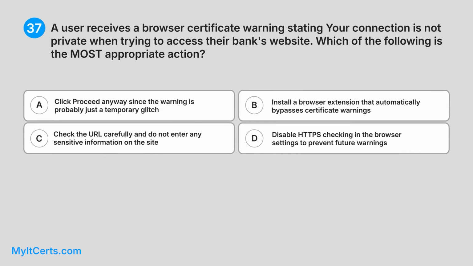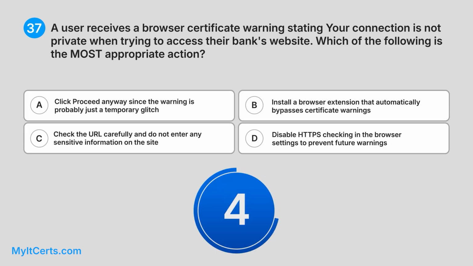37. A user receives a browser certificate warning stating, "Your connection is not private," when trying to access their bank's website. Which of the following is the most appropriate action? A. Click Proceed anyway, since the warning is probably just a temporary glitch. B. Install a browser extension that automatically bypasses certificate warnings. C. Check the URL carefully and do not enter any sensitive information on the site. D. Disable HTTPS checking in the browser settings to prevent future warnings. What do you think is the answer?